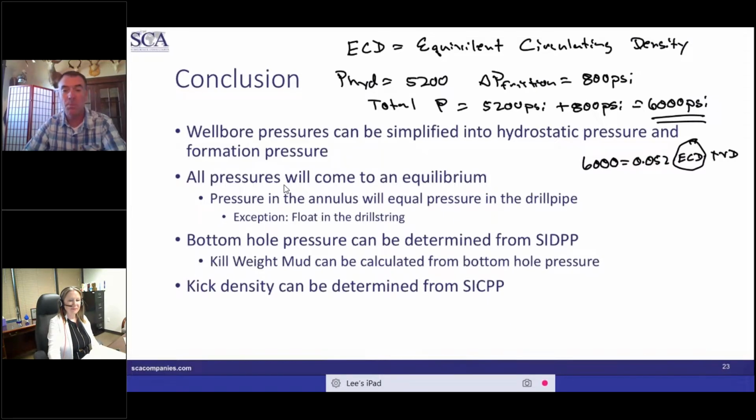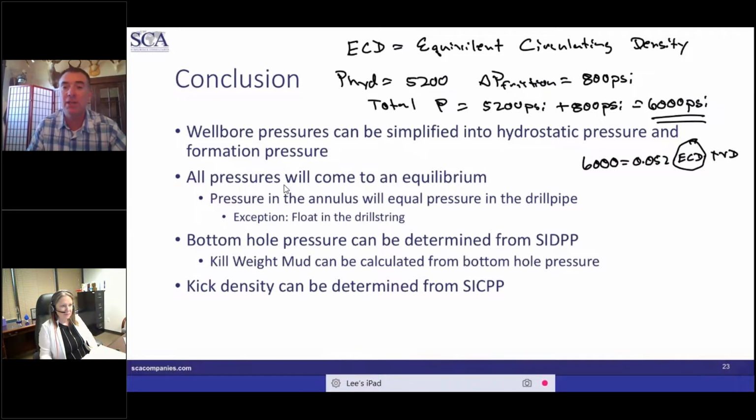Great. Next question, how do you determine the volume of the kick? The volume of the kick is basically just from pit gain. Again, if we're drilling along and we've got 1,000 barrels in our pits, we take a kick, we shut in, and we look, and now we've got 1,050 barrels. We took a 50 barrel kick.